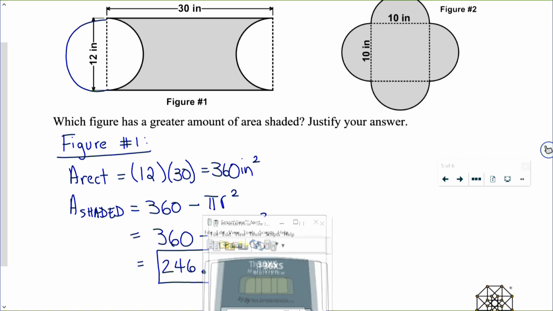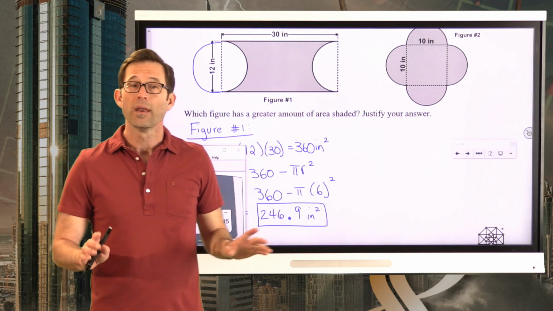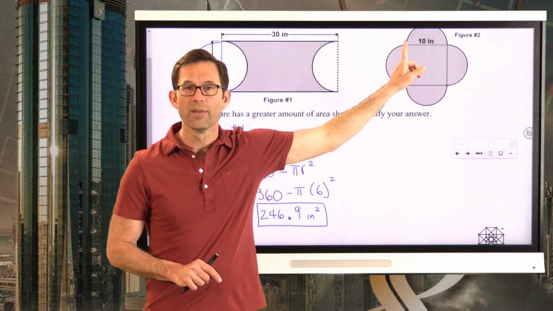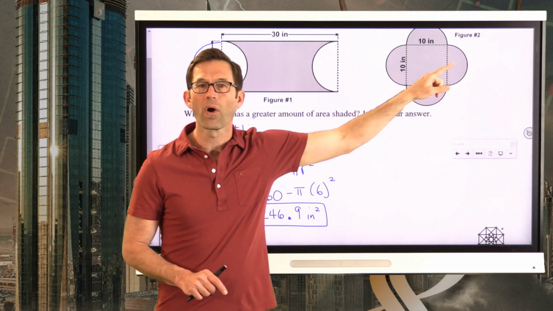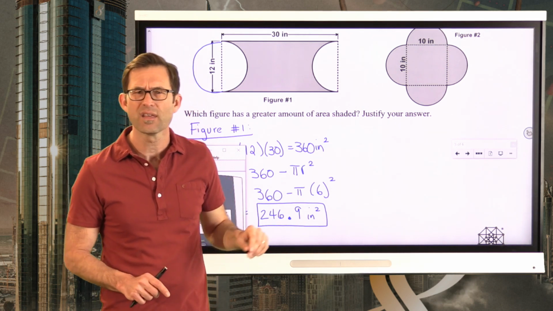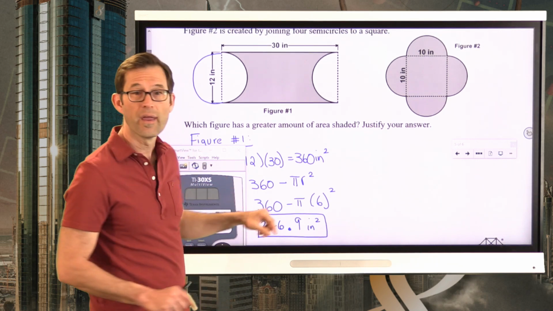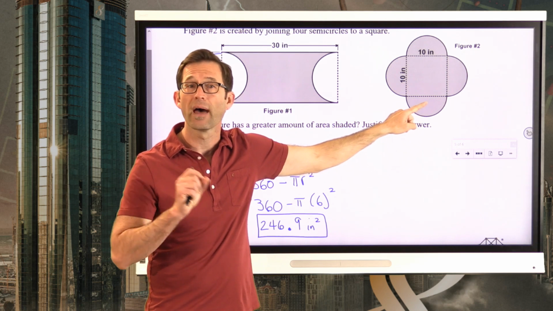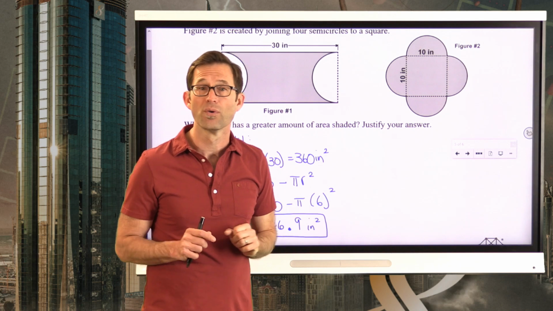Okay, now let's talk strategy for figure number 2. Now figure number 2 is a little bit more complicated, right? It's got a square in the middle that's 10 inches by 10 inches, and then it's got 4 half circles, or 2 full circles. Can you kind of see that, right? If I took this semicircle and this semicircle and I put them together, I'd have a whole circle. This semicircle and this semicircle together, I'd have a whole circle.